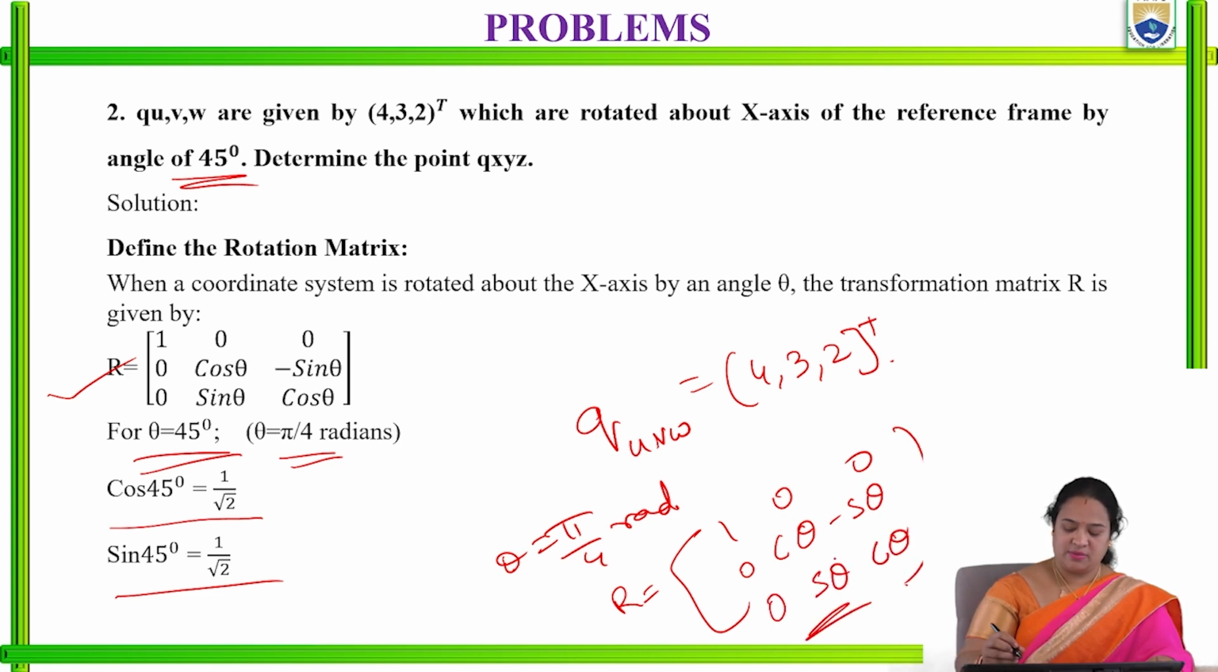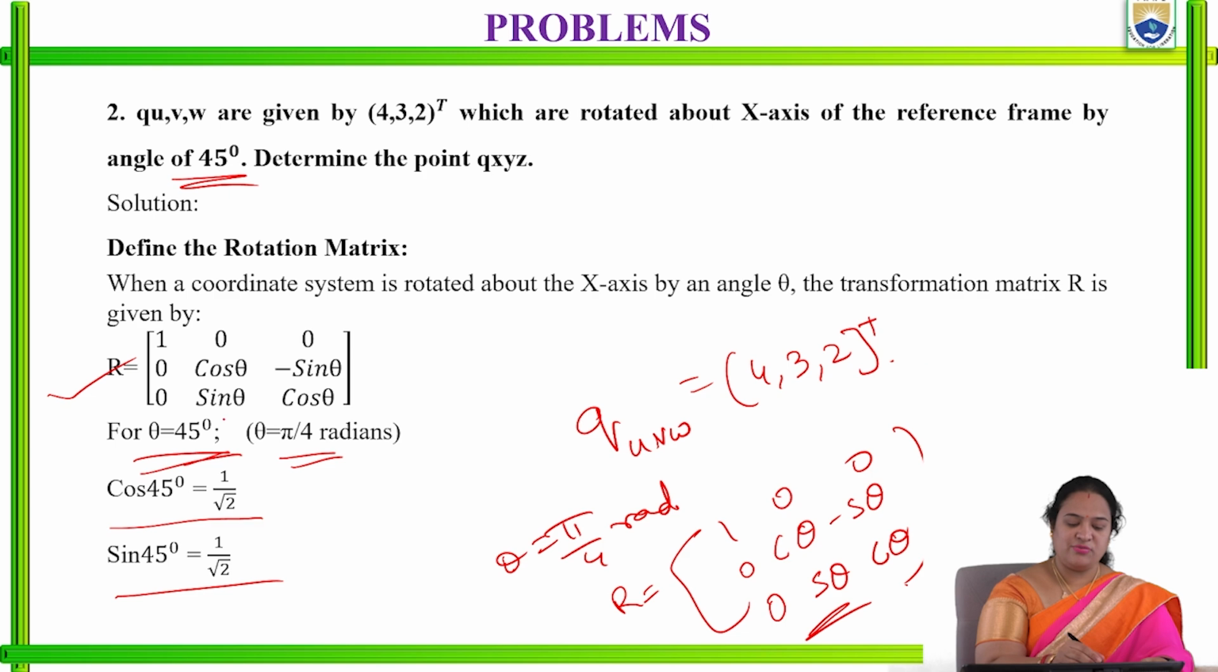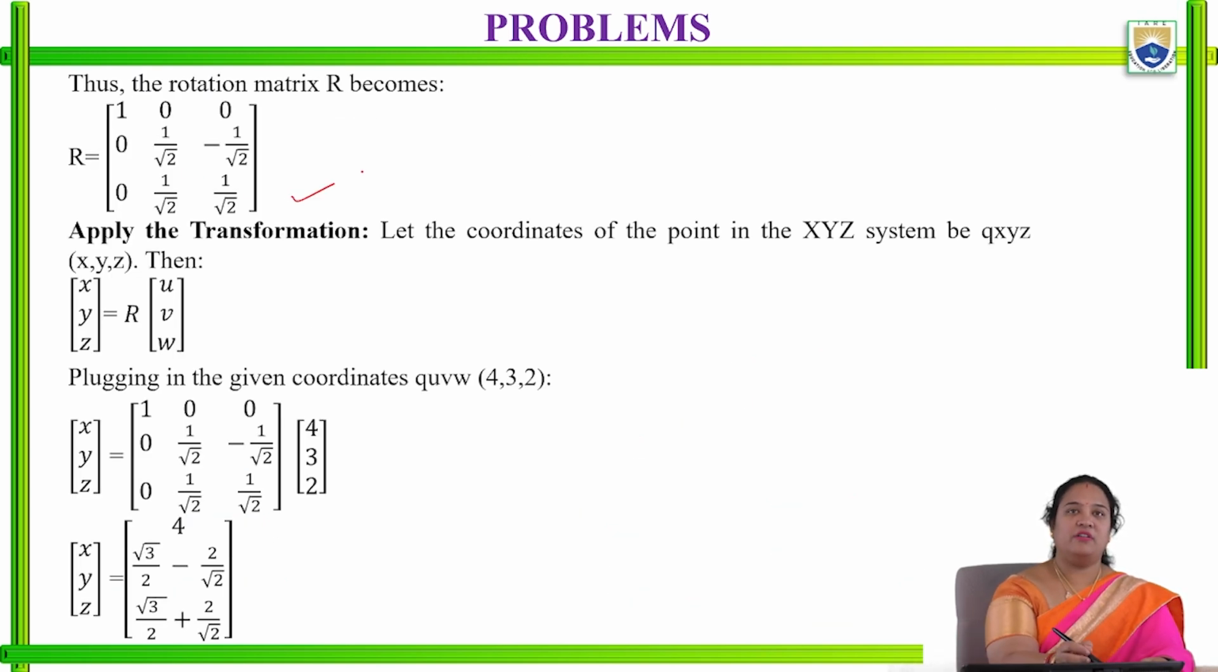So here we will be substituting these values, that is 45. What is cos 45? 1 by root 2. That we have written here for this matrix. That is, the rotational matrix is 1 0 0, 0 1 by root 2 minus 1 by root 2, 0 1 by root 2 and 1 by root 2.